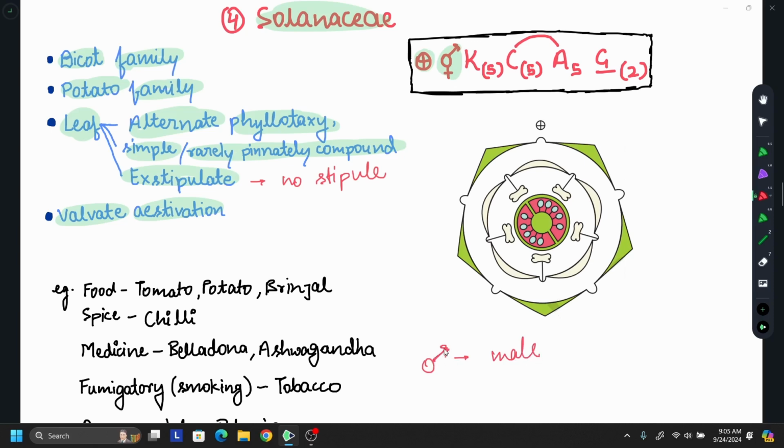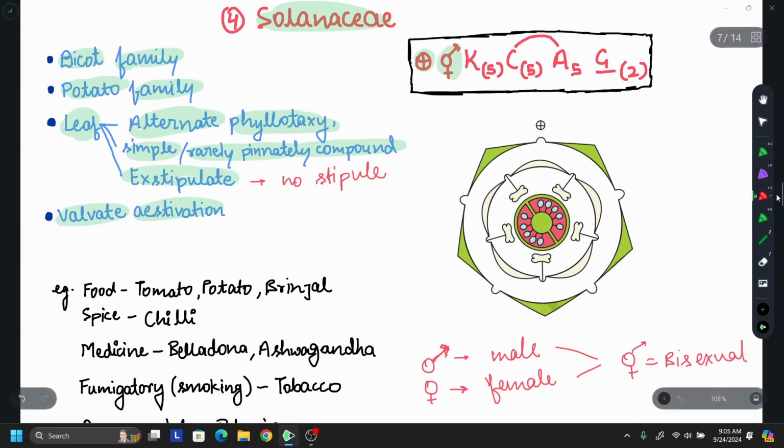This arrow on a circle represents male, and this plus sign on a circle represents female. Now, wherever male and female are present in the same body, we will write it like this. So this represents the bisexual condition, when both male and female are present on the same plant. So in Solanaceae, the bisexual condition is found; both male and female parts are present.